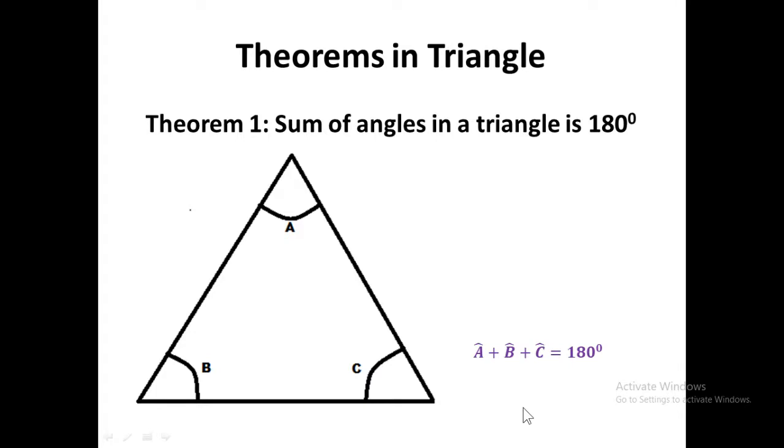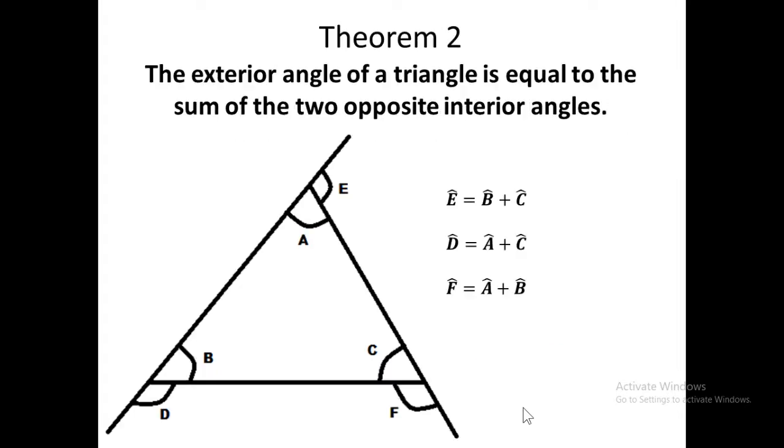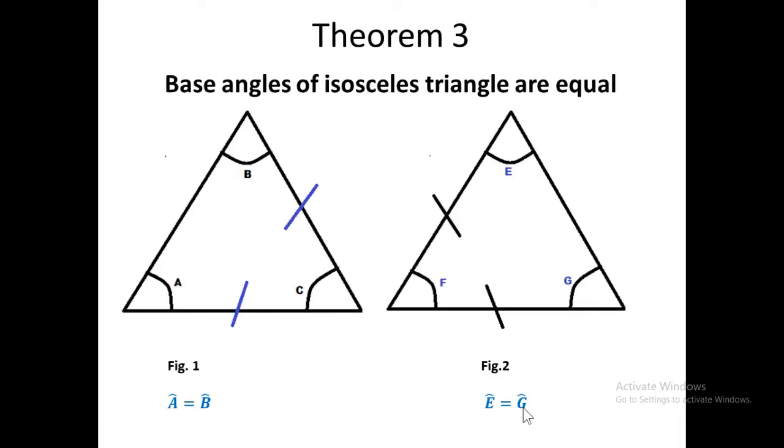So in this video now, we have talked about the first theorem, which says that the sum of angles in a triangle is equal to 180 degrees. Then the exterior angle of a triangle is equal to the sum of the two opposite interior angles of that triangle. And we talked about the fact that the base angles of an isosceles triangle are equal. Only an isosceles triangle, not any other type of triangle that we have.